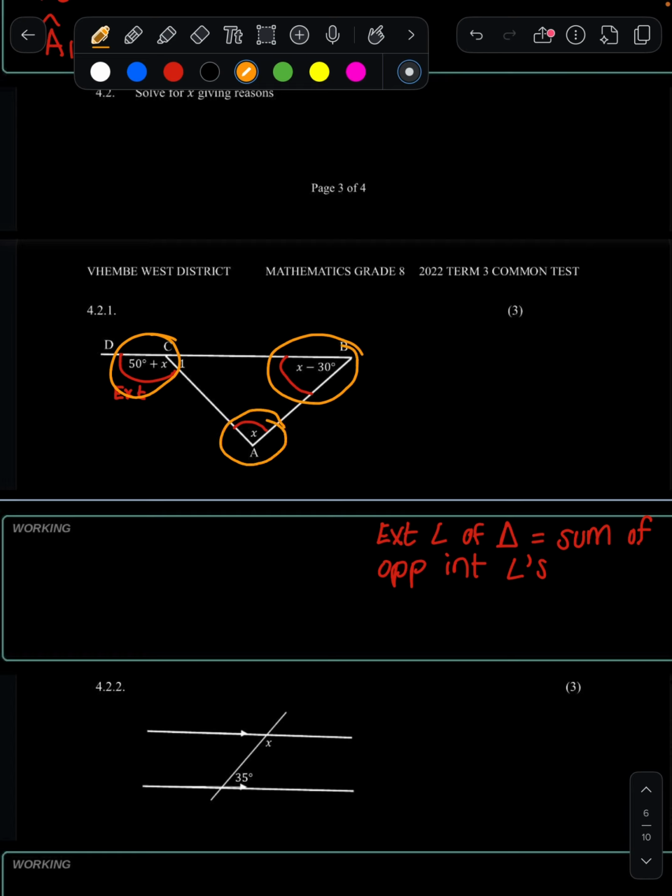Okay, so we can say then that 50 plus x is equal to that x minus 30 angle, add the x. And then actually this becomes very much an algebra problem. We've just got to solve for x. So as always, we want to try to get all our x's on one side and all our numbers on the other side. That is what we're aiming for. Let's take this x across. So I was adding that x, I'm going to take it across and subtract it.